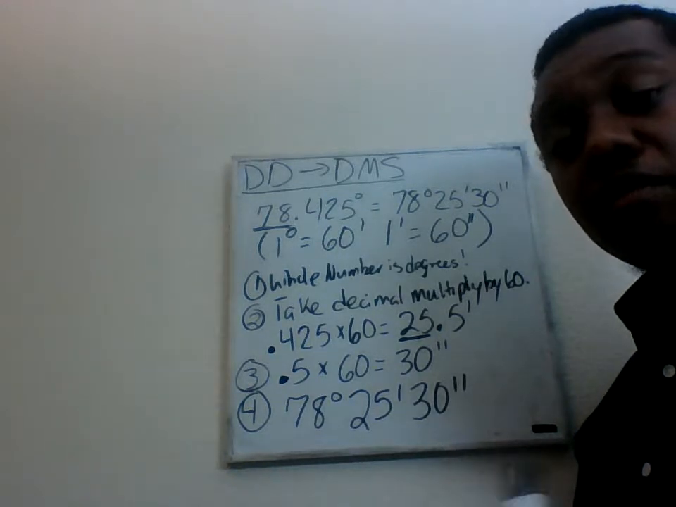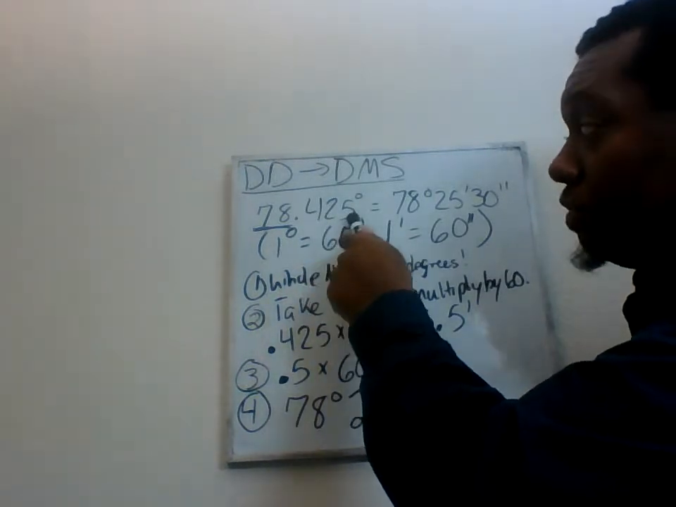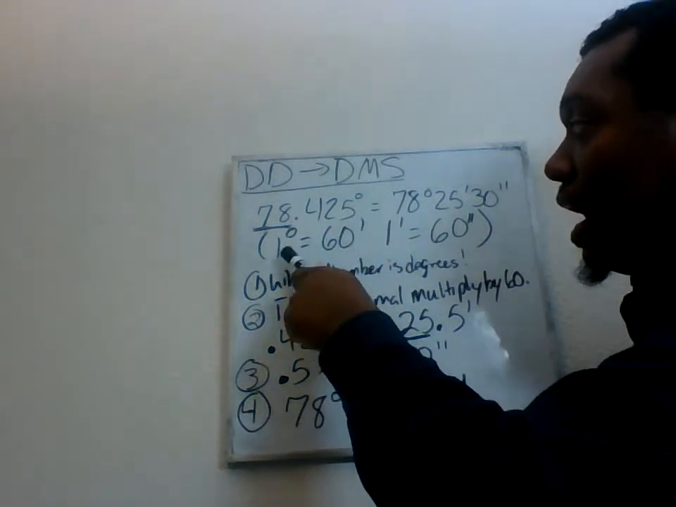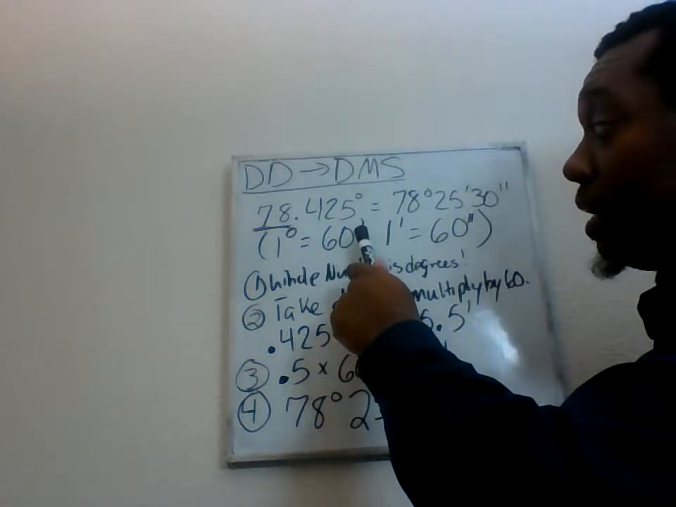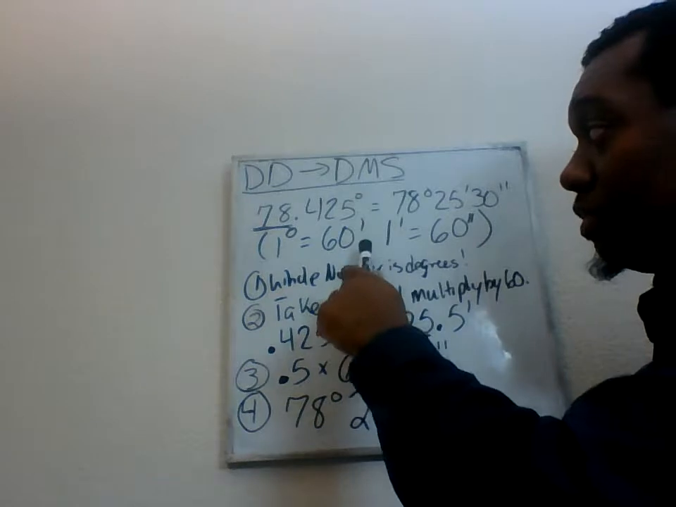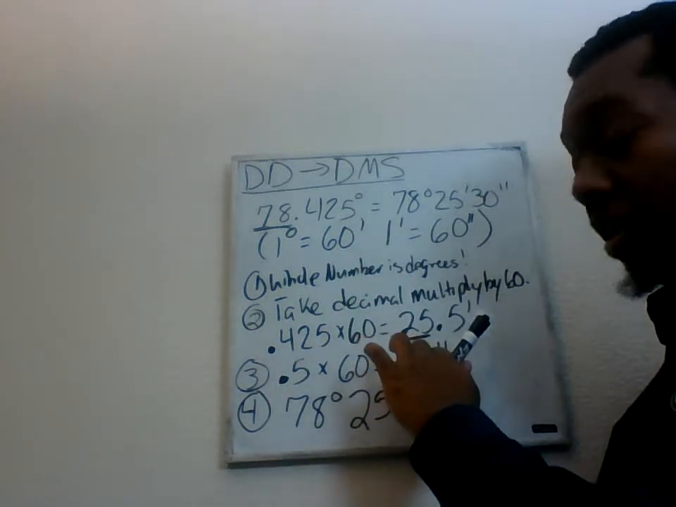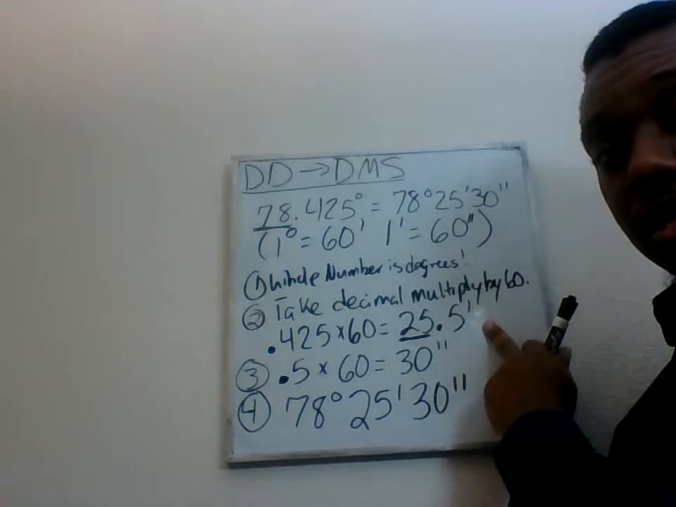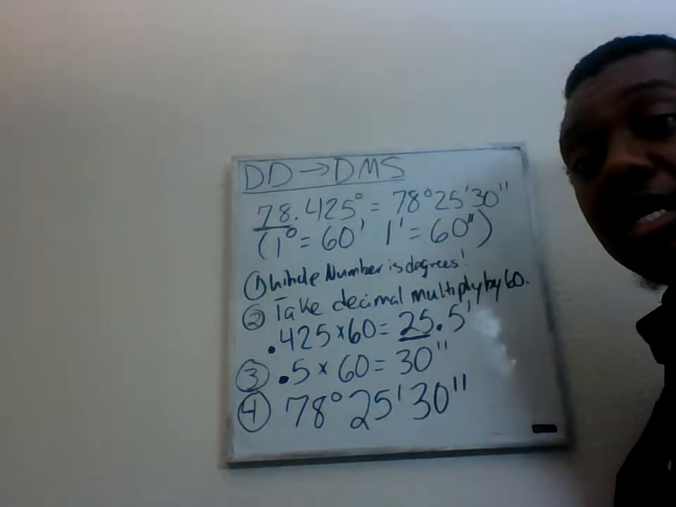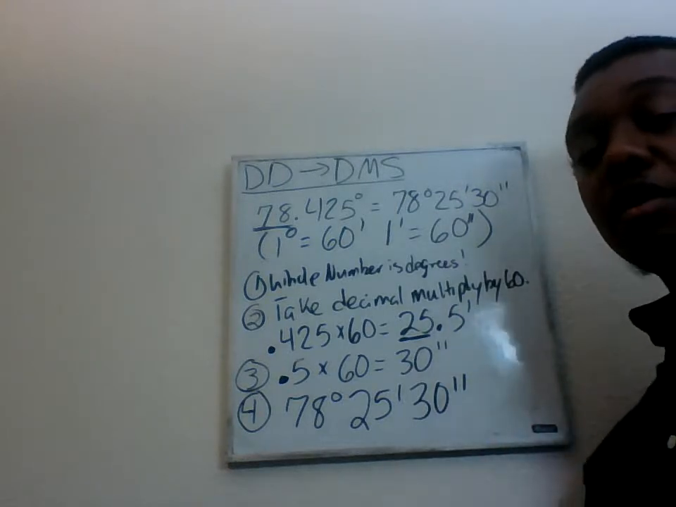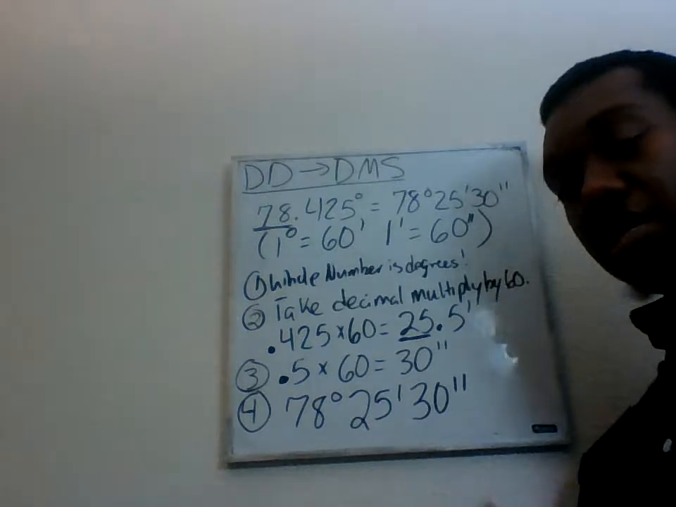Well, why is that? Conversion factor. This is 0.425 degrees, and we know that 1 degree is 60 minutes. So if we multiply by 60 minutes, the degrees will go away, and we'll have minutes. So 0.425 times 60 gives us 25.5 minutes. So 25.5 minutes, that's how many minutes we have. But how many of those are whole minutes? Only 25 of them. So that becomes our minutes.